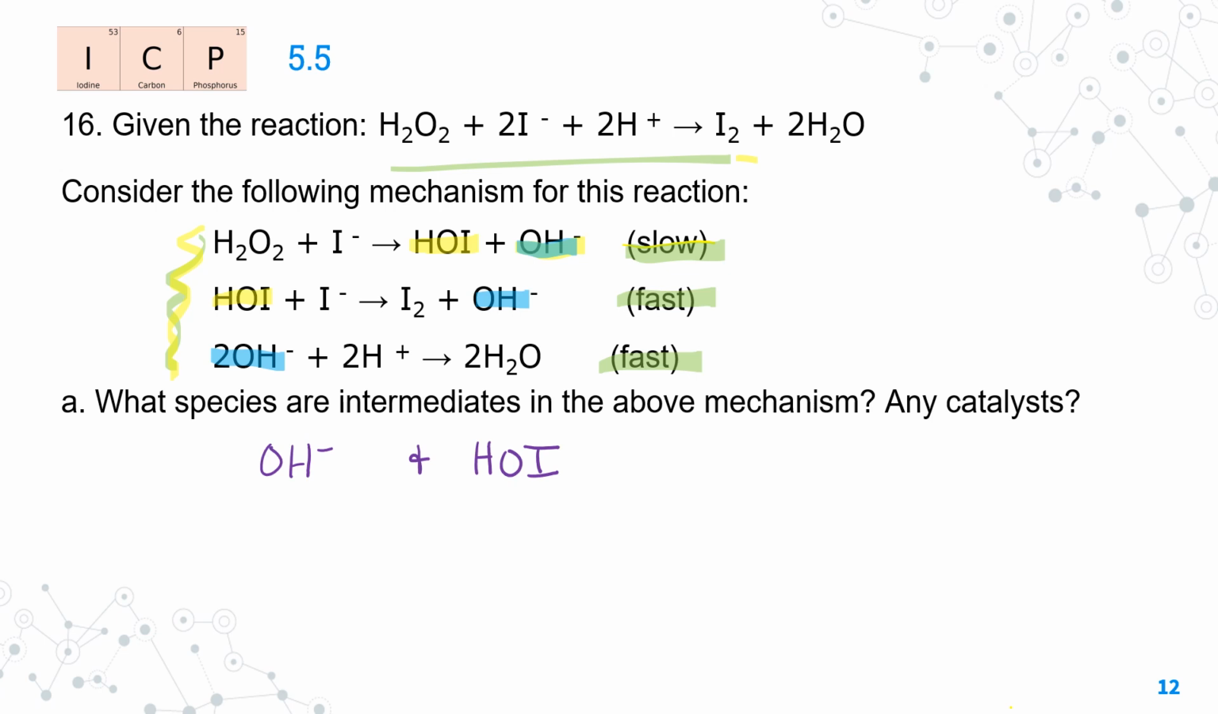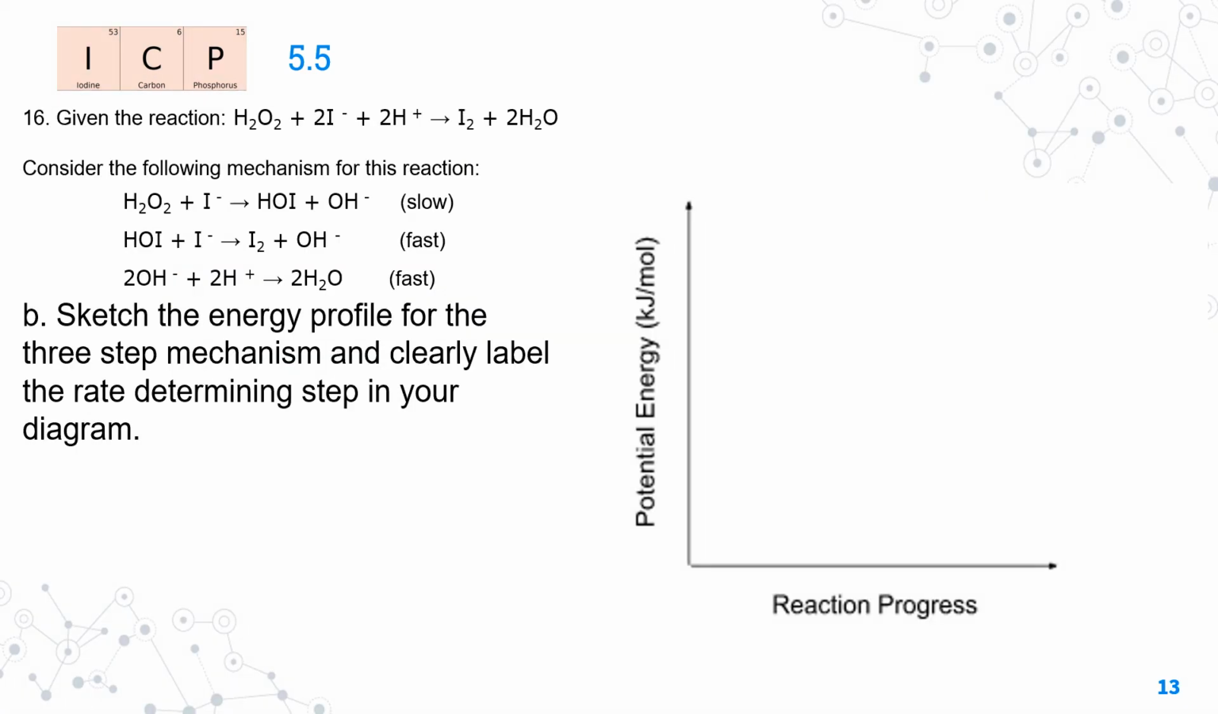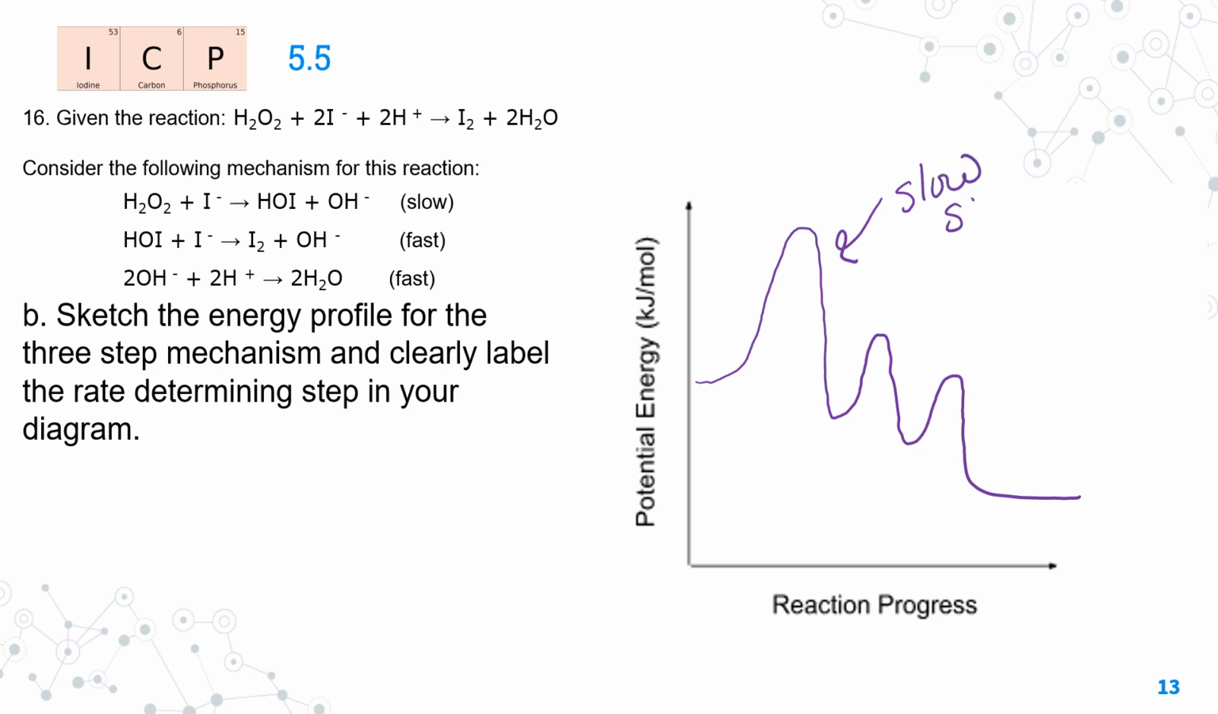The next part of this question says, sketch an energy profile with 3 steps of the mechanism and clearly label the rate determining step. So I did mine like this. My first one is going to have my highest activation energy, because this is my slow step. My other two have much lower activation energies because they are not my slow step.